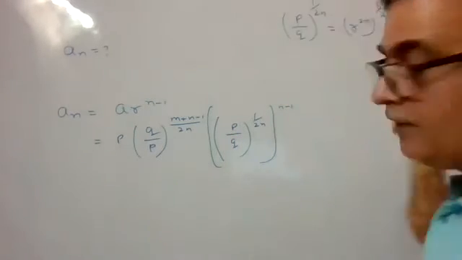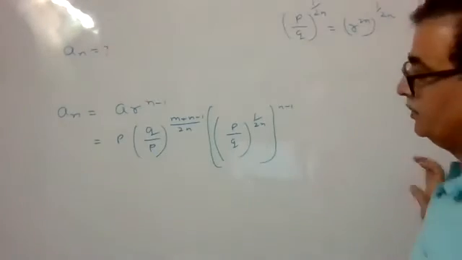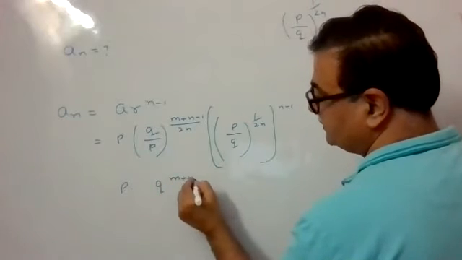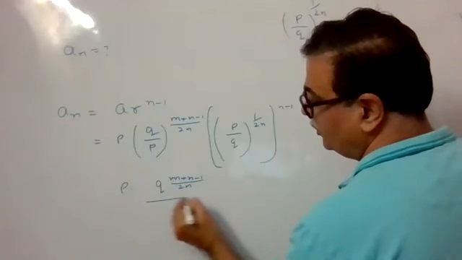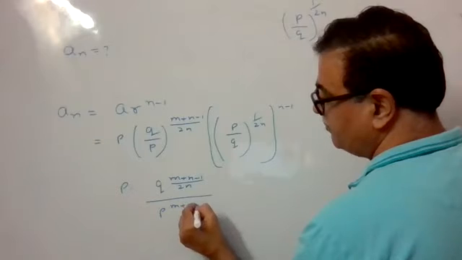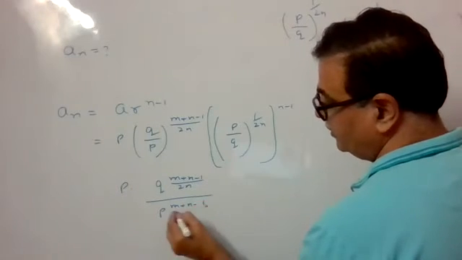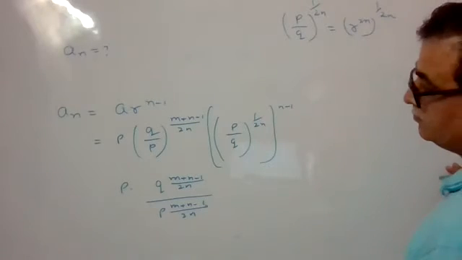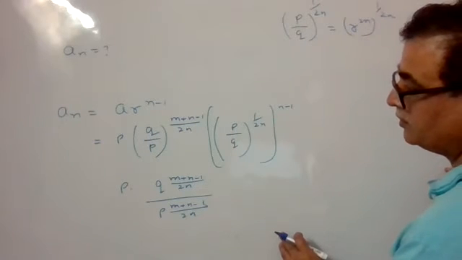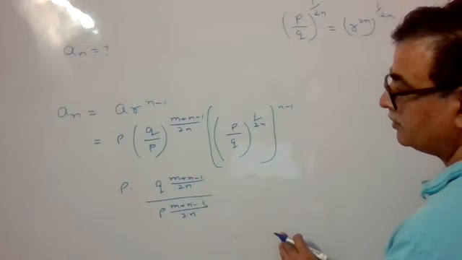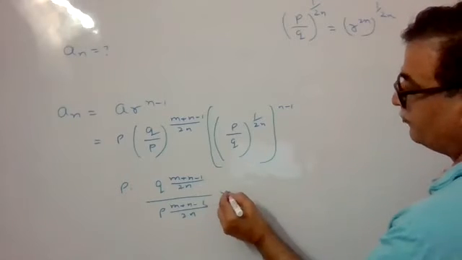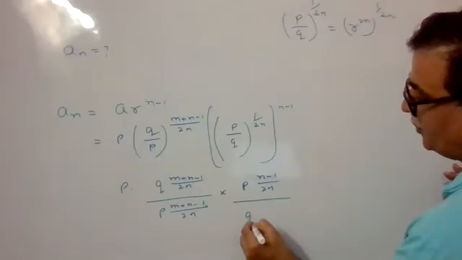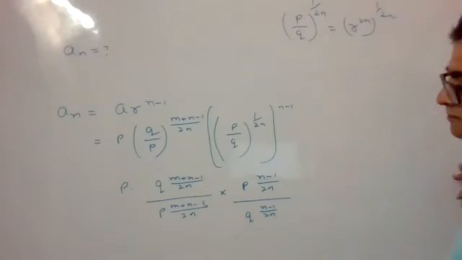Now we will combine the powers of P and powers of Q. First we'll write it in a proper way. P power (M plus N minus 1) by 2N, whole divided by P power (M plus N minus 1) by 2N. Sir, this will have minus 1 also, and this P into, which one? I'm not combining yet, first I'm opening it. P power (N minus 1) by 2N, then it is Q power (N minus 1) by 2N.